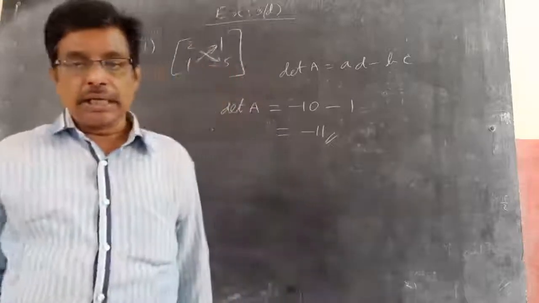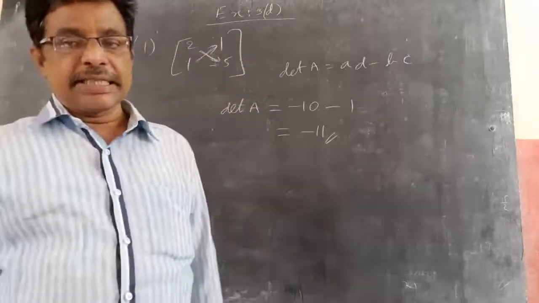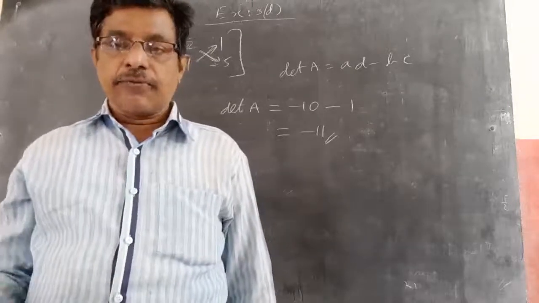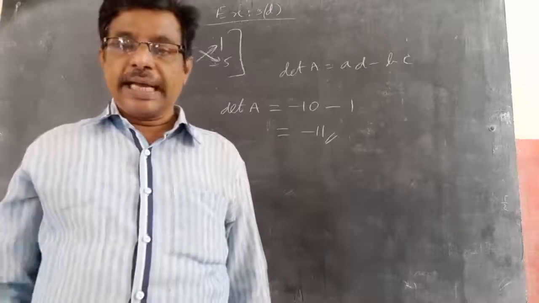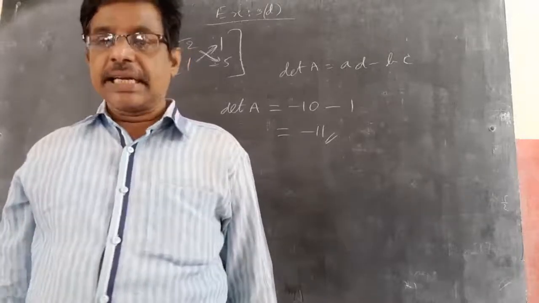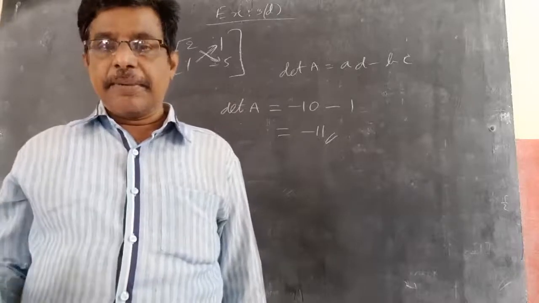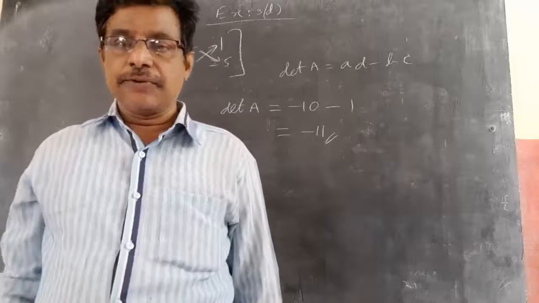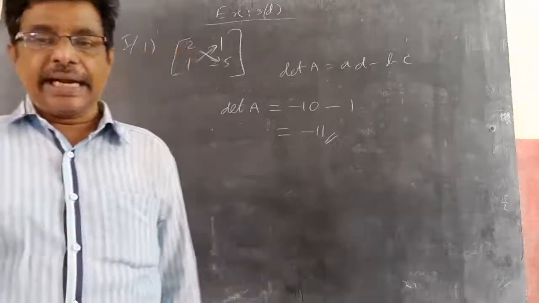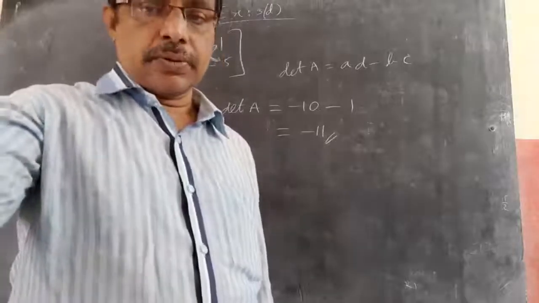So, how to find the determinant of a 3 by 3 square matrix? If it is a 3 by 3 or 4 by 4 square matrix, more than 2, whatever it may be, how to find it, I told: take any row or column, multiply by their corresponding cofactors, and then add them together to give you the determinant. So we will take one example of that also.